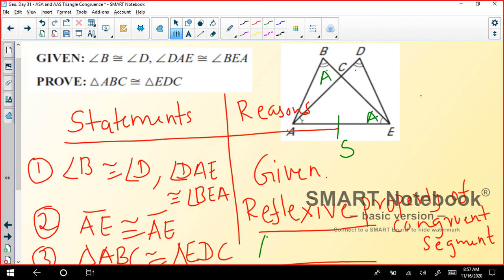So you will say angle angle side. You can't say ASA. AAS is the correct answer. You can't say ASA. The side is not included. AAS, triangle congruency postulate. I hope this is clear. Let's see the next slide.